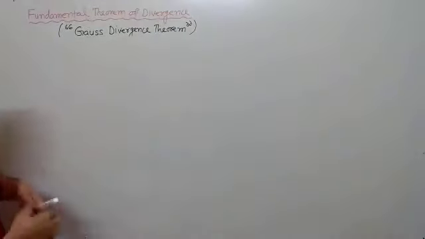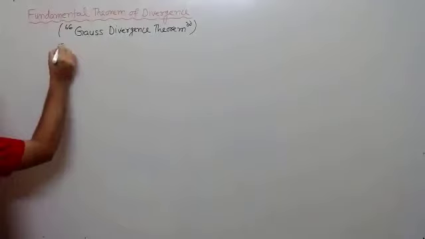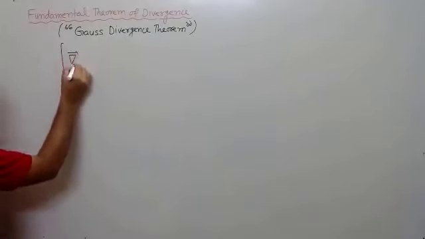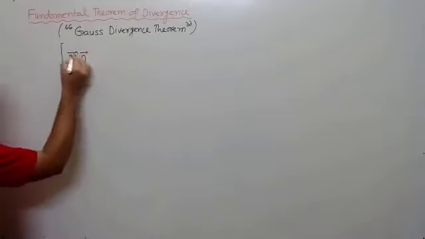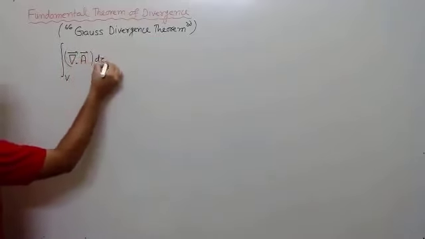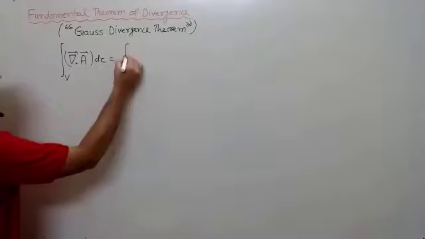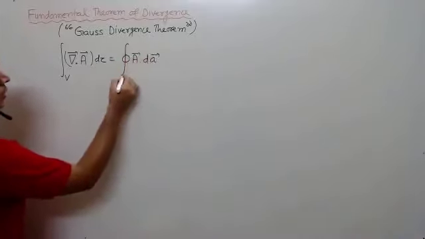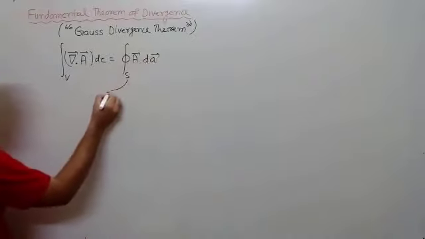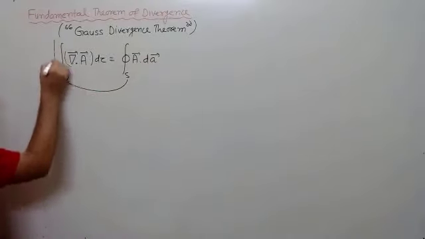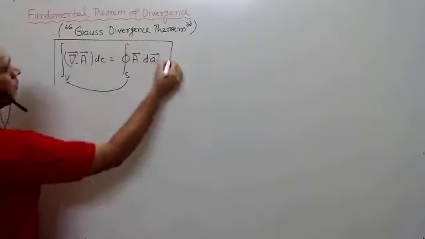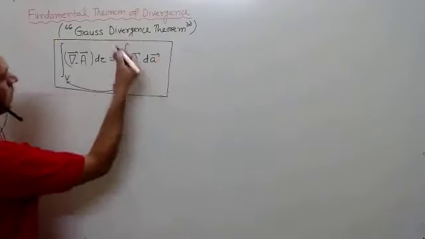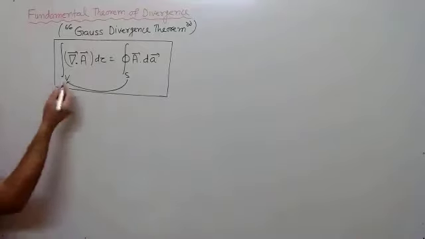So let us see, according to this theorem, volume integral of a divergence of vector A is same as closed surface integral of that vector where surface S surrounds volume V. So this is the divergence theorem.